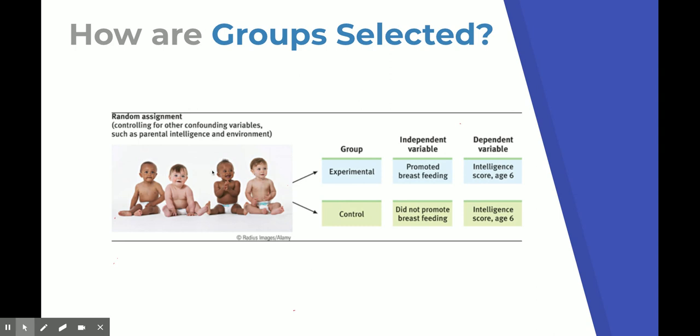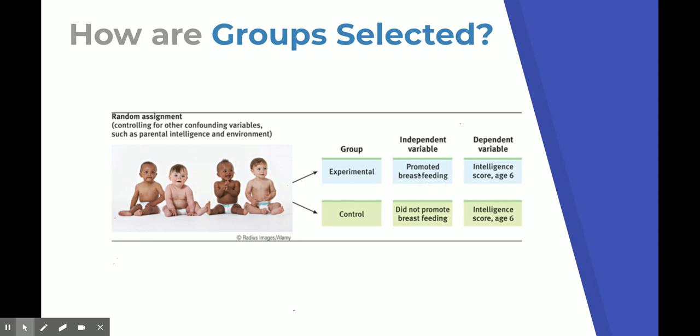Notice I don't pick out the babies that I want to add to each group. That could lead to bias, so it has to be random. They're randomly assigned to one of two groups. My experimental group is, again, exposed to the independent variable.